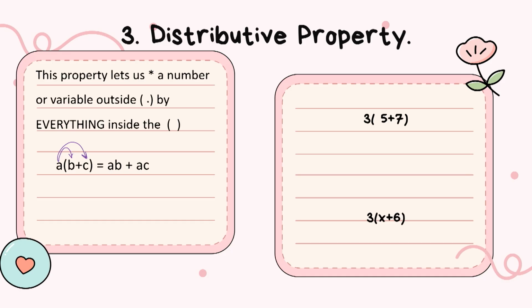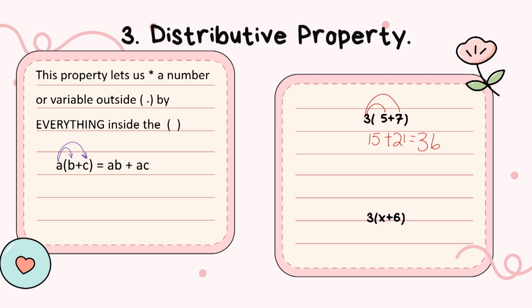So let's look at these two problems. 3 times (5 plus 7). Ms. Killen is going to use her indicators, and the more we get into this course, you will still see me use these indicators. So 3 times 5, and I'm also distributing it to 7. So 3 times 5 is 15 plus 3 times 7 is 21. When I add those together, I get 36.